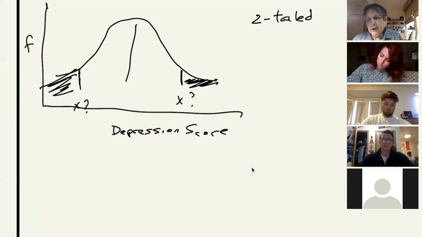If this is the depression score of the control group, say, then I would be looking to see whether my group's scores were way over here in this tail on the right, or were they way over here in this tail on the left.